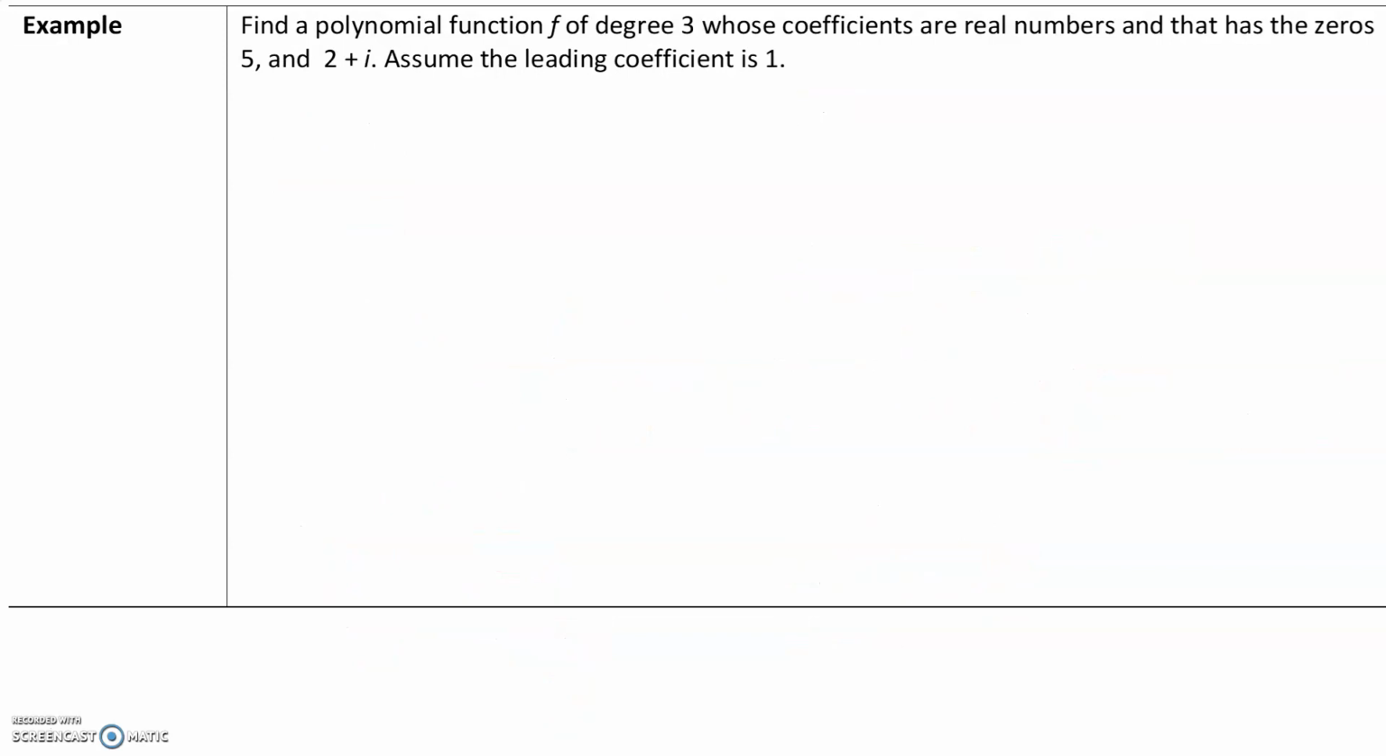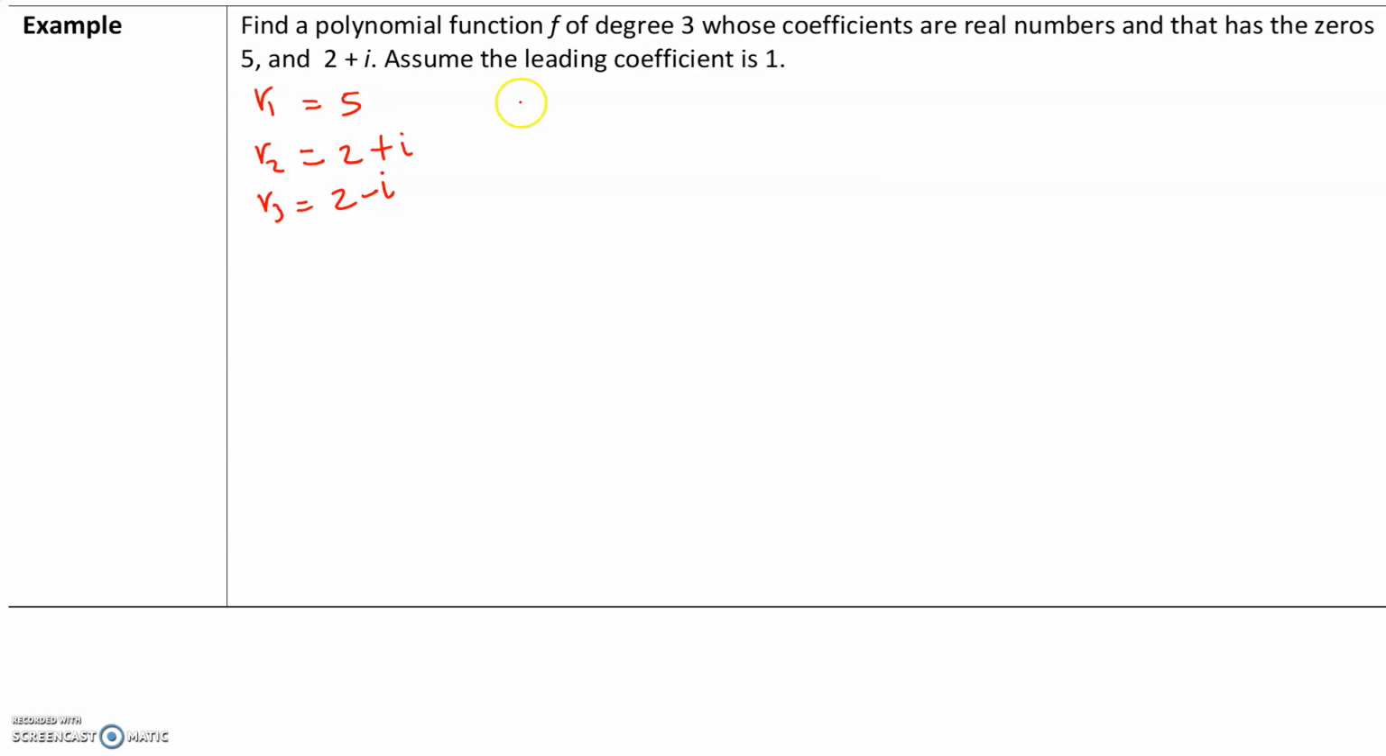Next one, find a polynomial function of degree 3 whose coefficients are real numbers and has zeros 5 and 2 plus i. So once again, I'm going to start this problem. I'm going to have r1 equals 5, r2 equals 2 plus i, and because this is a complex zero, its conjugate must also be a 0, which is 2 minus i.